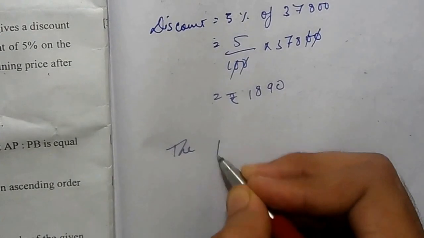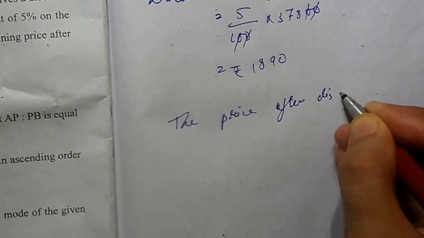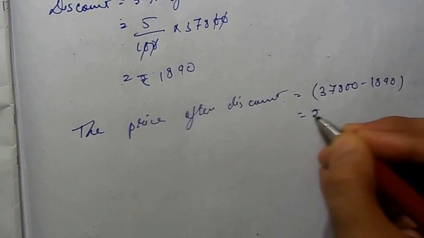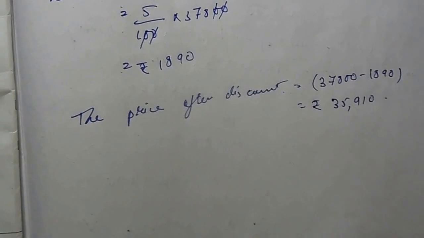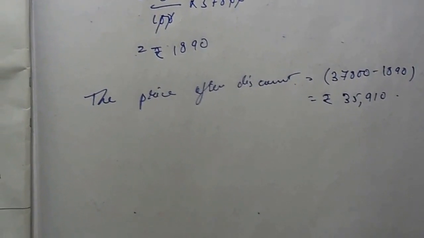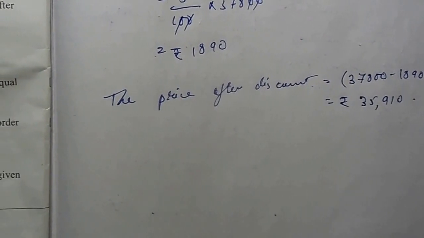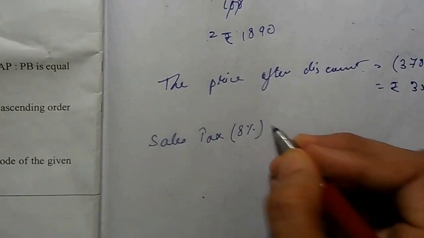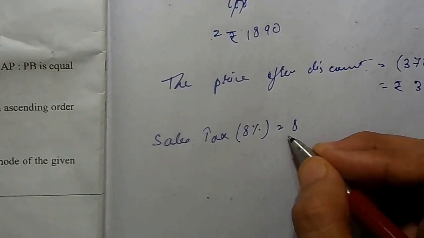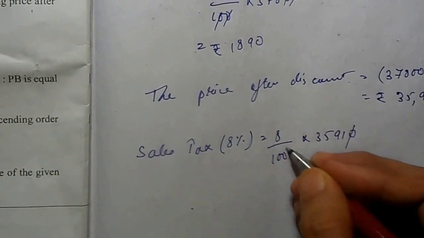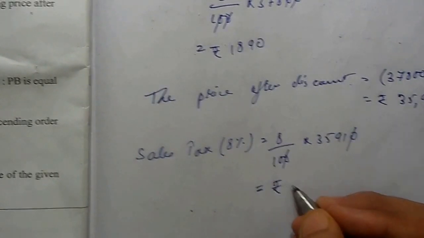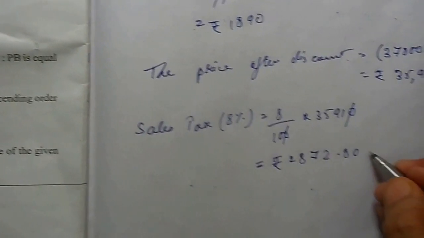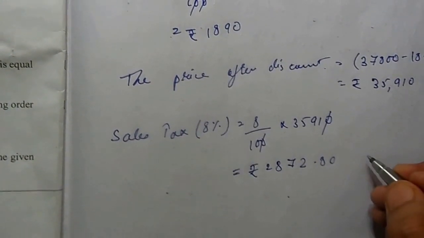So the price after discount will equal 37800 minus 1890 rupees, and that is equal to 35,910. Now, however, the sales tax of 8% is charged on the remaining price. So this is the remaining price after discount, and 8% sales tax will be charged on this. So let's calculate the sales tax. The sales tax, that is 8%, is equal to 8% of the final price, that is 8 by 100 into 35910, and that is equal to rupees 2872.80 paise. Okay, so this is the sales tax. Now this will be your first answer, the amount of sales tax a customer has to pay.